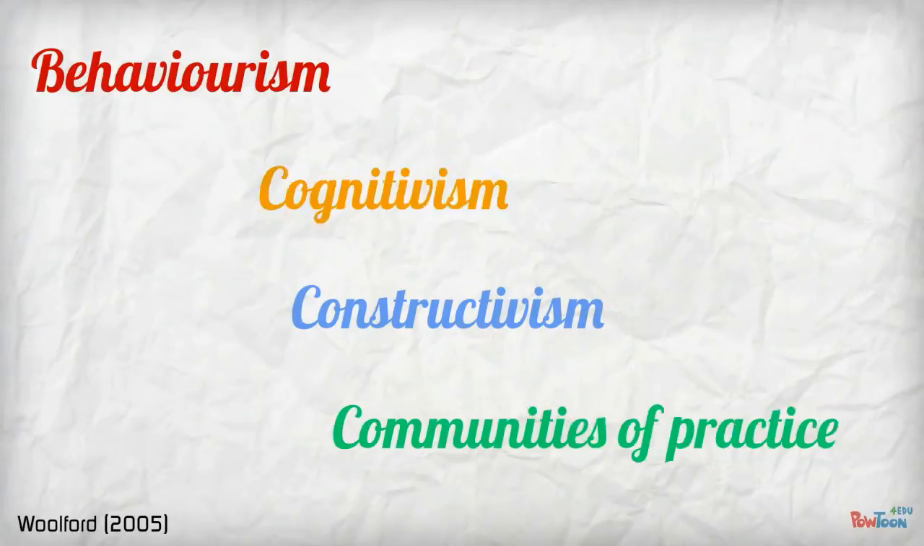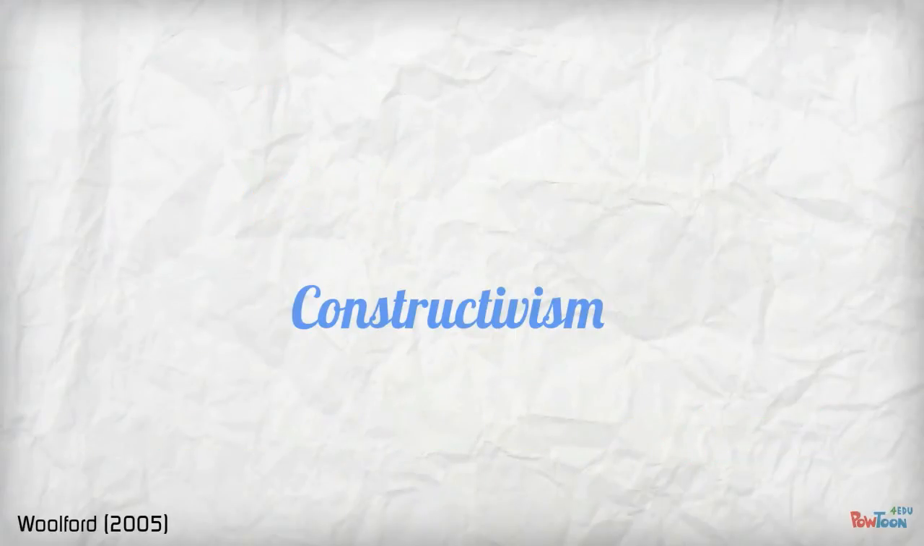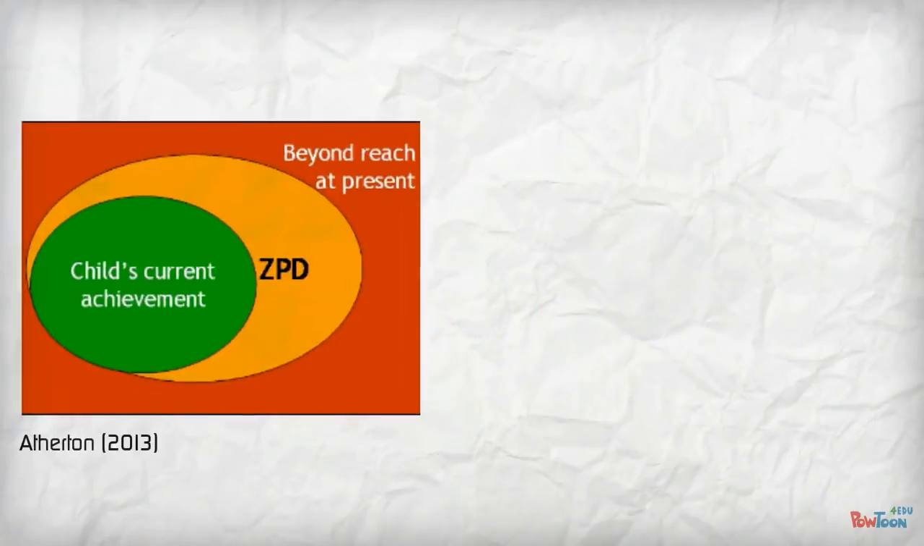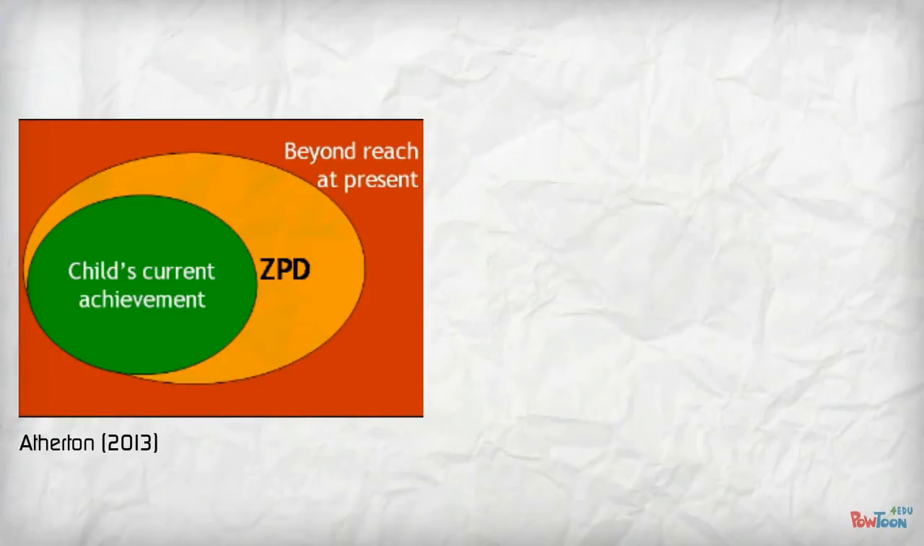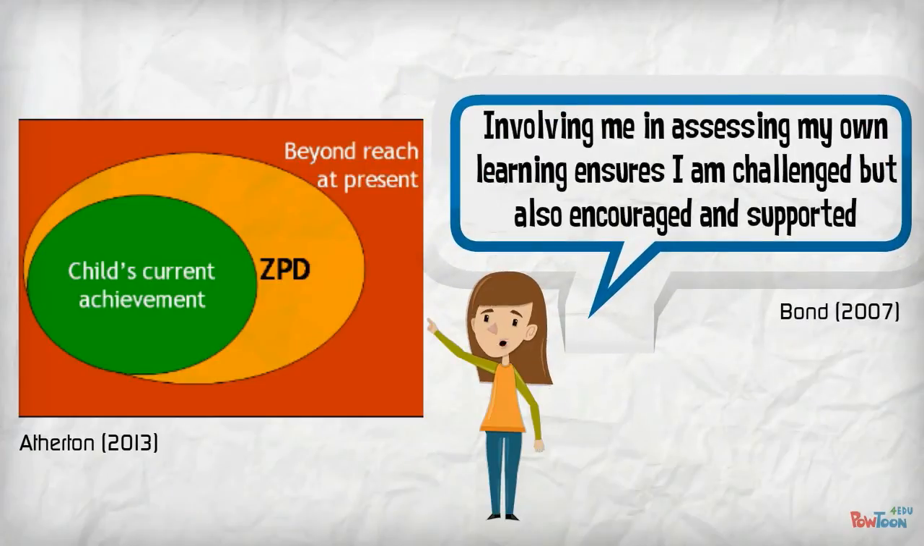Constructivism emphasises the active role of the learner in building understanding and making sense of information gained through their experiences. Providing an environment that challenges students to stretch beyond their current level of achievement fits with Vygotsky's constructivist theory of the zone of proximal development. Teachers can use techniques such as reflective or self-directed assessment to involve children in their own learning and to ensure a challenging learning environment for each individual child.